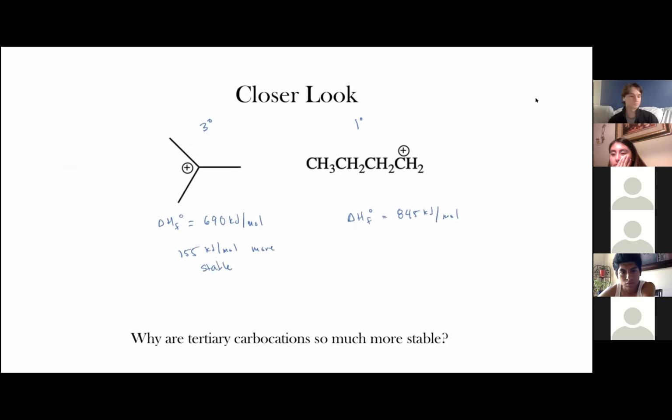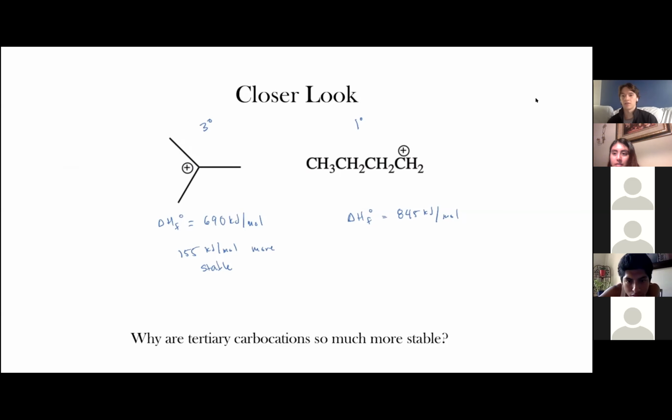Okay, and so this can be generalized: it's about 78 kilojoules per mole of stability per alkyl group that you attach at the, I mean not the double bond, the carbon with the positive charge. Okay, so this is just showing you that the tertiary carbocation is significantly more stable than the primary carbocation. All right, and so the last thing we're going to talk about is why this is the case.